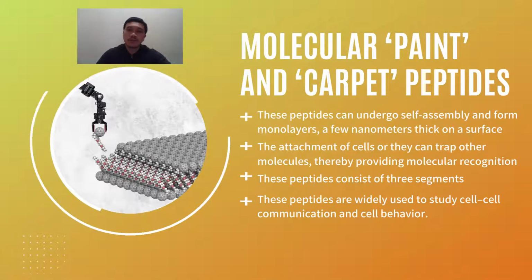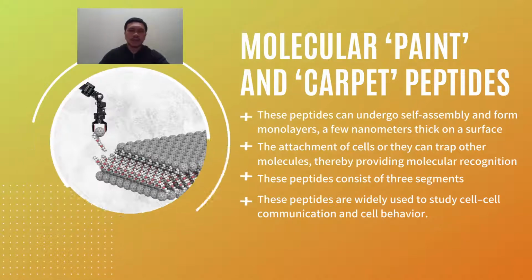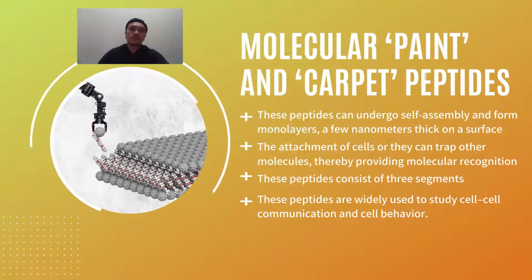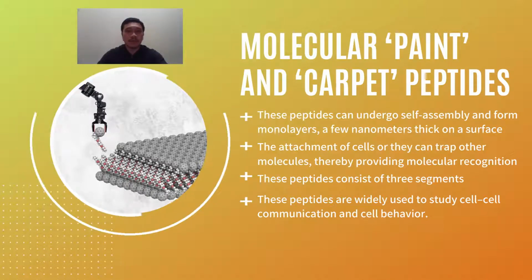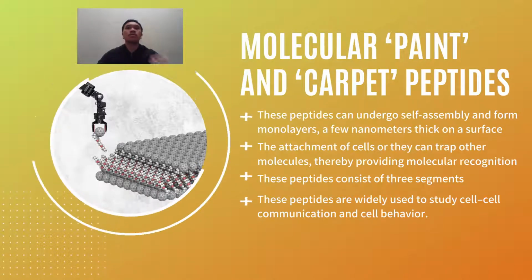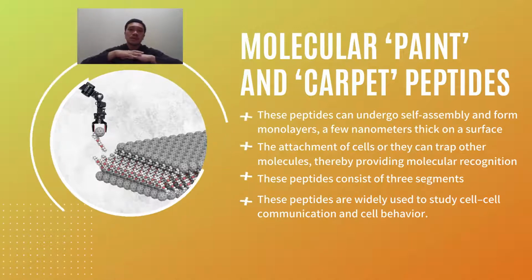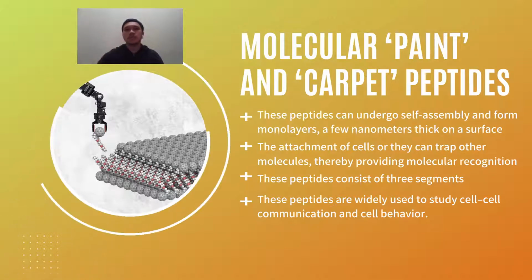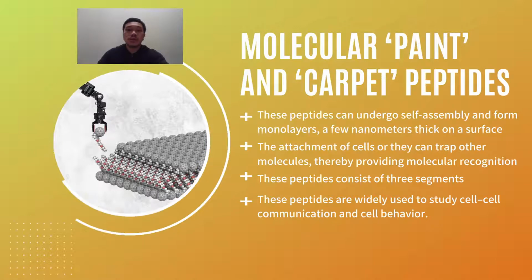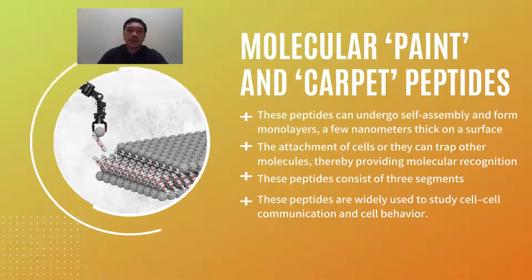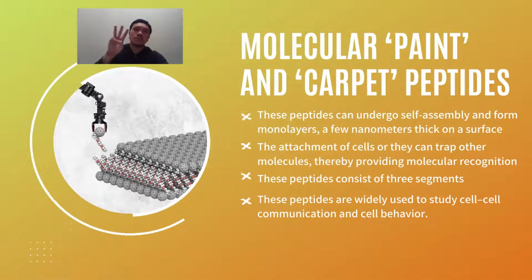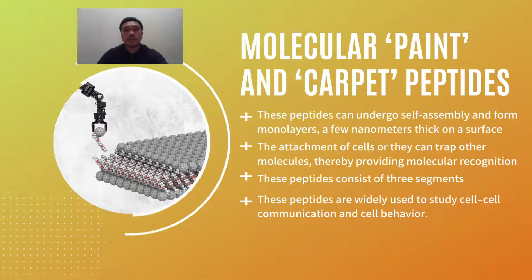So now we will proceed to our second objective, which is how can we relate self-assembly with bio-nanotechnology. In my case, I'll be using molecular carpet peptides. These peptides can actually self-assemble and form a monolayer on top of a layer a few nanometers thick on the surface. So this can enhance the attachment of cells, and they can also trap other molecules, thereby producing molecular recognition.